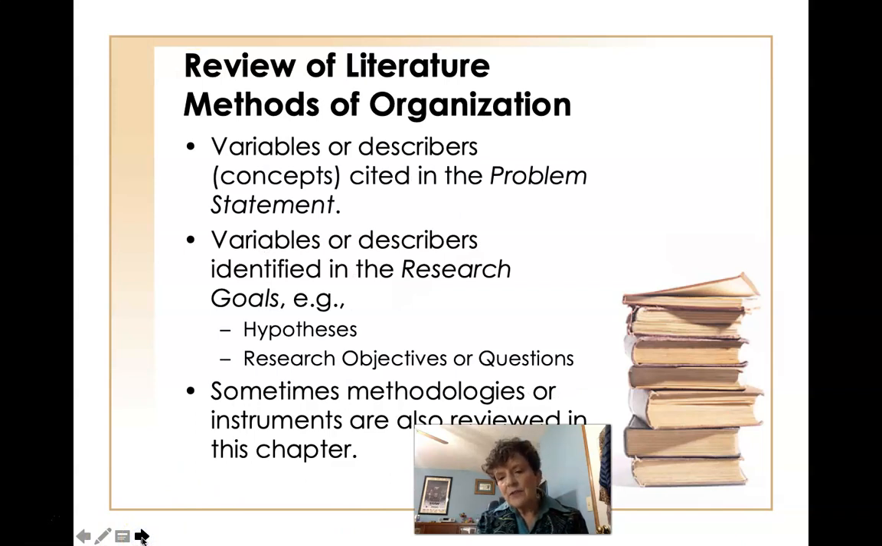So how do we review literature? There's lots of ways. The way we organize our review, we can do it as in concepts using variables or describers in the problem statement, or we can use variables or describers identified in the research goals, our hypotheses. Remember, that's for experimental types of research, or our objectives or question, which are for historical or descriptive research. Sometimes methodologies or instruments are also reviewed in this chapter, but not as extensively as in chapter 3.